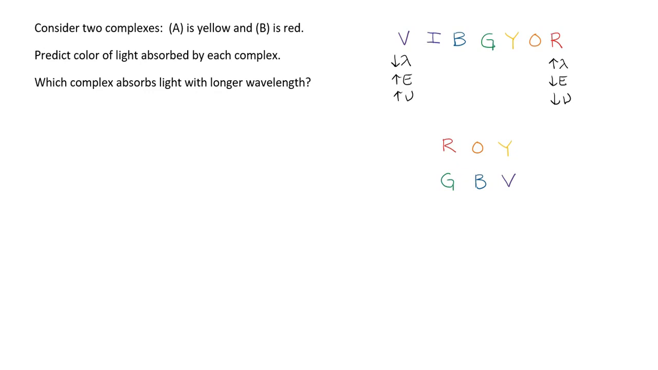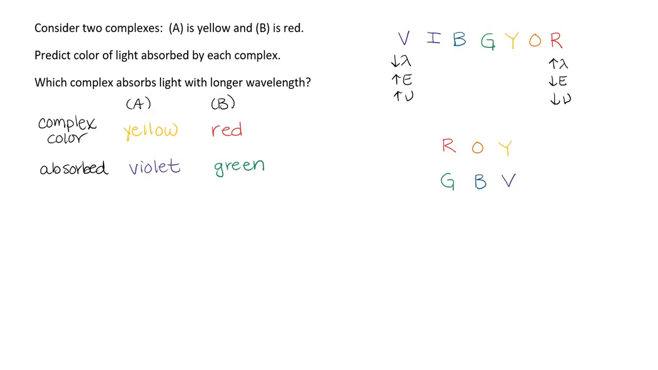In our last example, we're given the colors of two complexes. So I've already written my notes off to the side about how the colors relate. So my complexes A and B have the colors yellow and red. The first question is asking for the color of light absorbed by each complex. So we can see from our complementary colors that the yellow complex will absorb violet and the red complex will absorb green. The next question is asking which complex absorbs light with a longer wavelength.